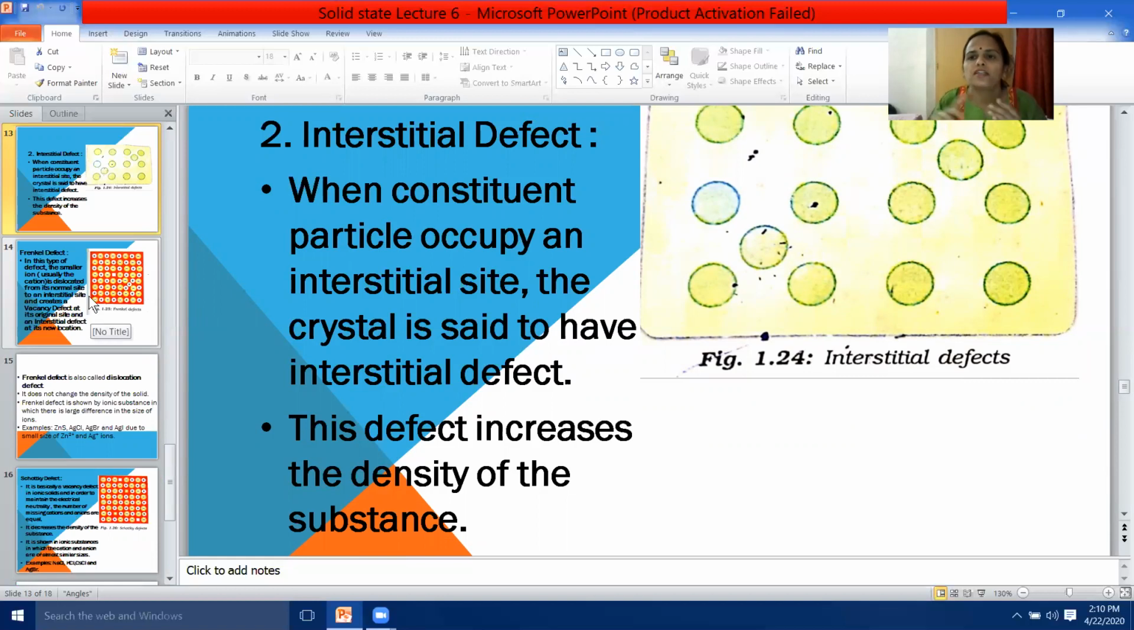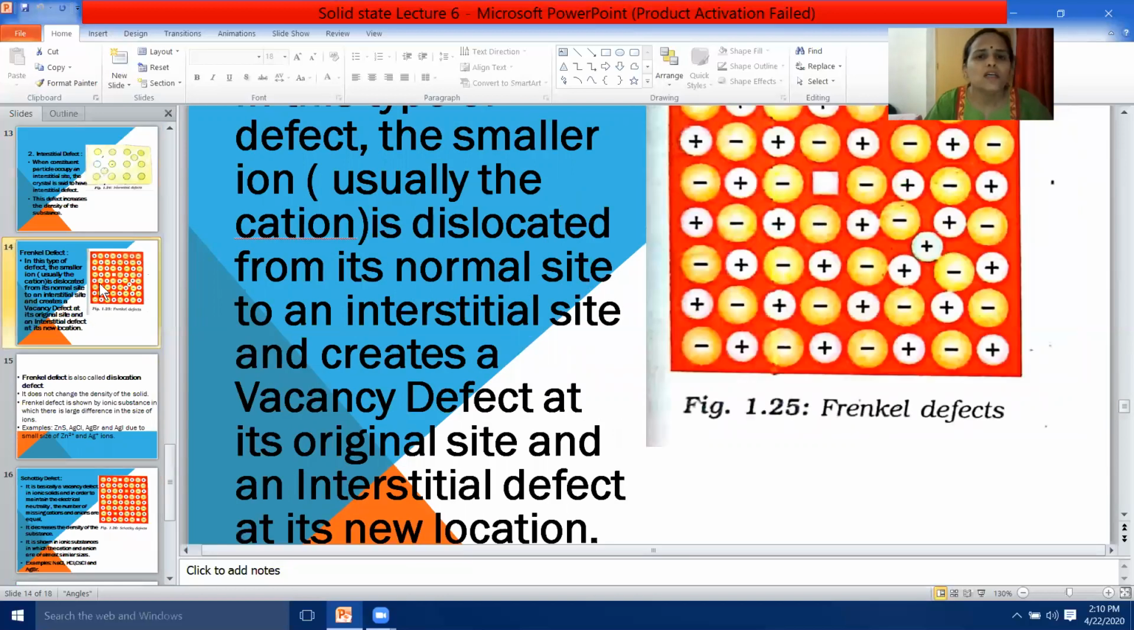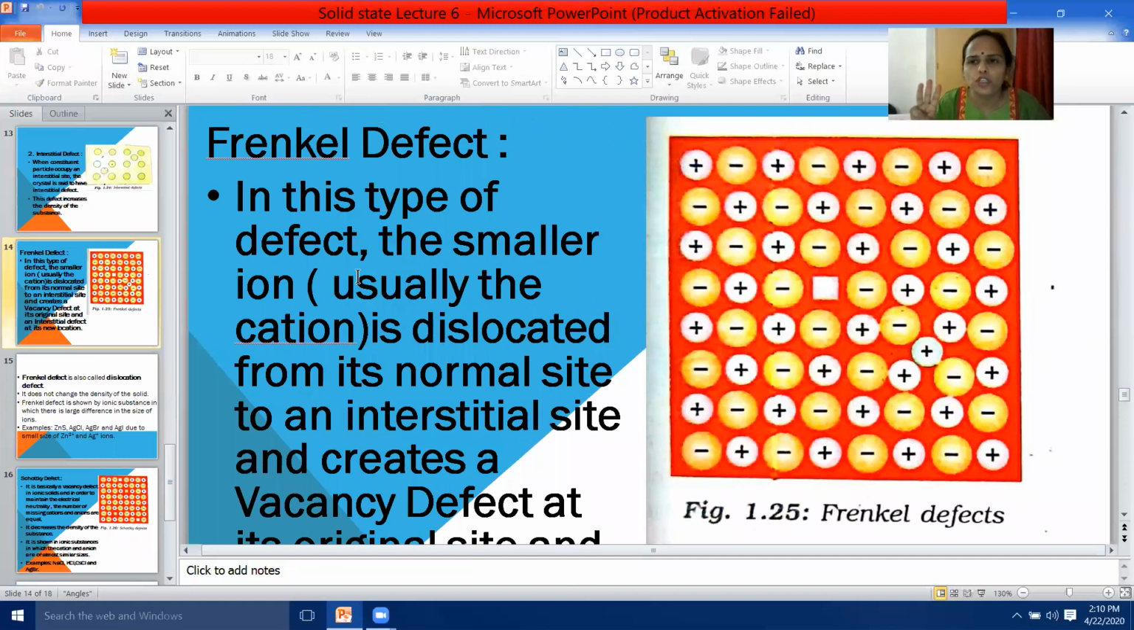These two types of defect, that is vacancy defect and interstitial defect, are seen in non-ionic solids, and they come under the heading stoichiometric defects. The third type of defect which I am going to show you is Frenkel defect. In this type of defect, the smaller ion, usually the cation, is involved. Cations are marked with plus and anions are marked with minus.